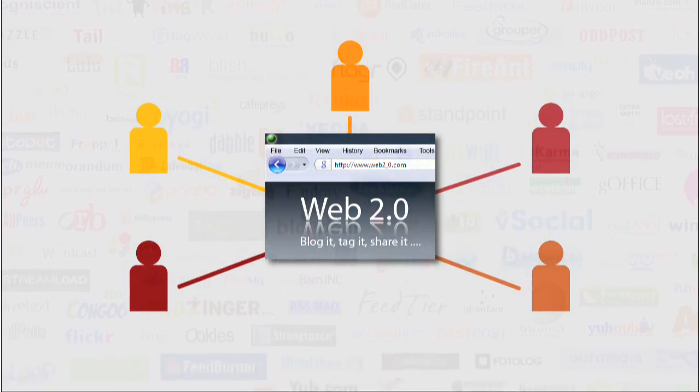I think that Web 2.0 is really the future for us as workers, but also for the unions, because it's a completely new set of tools, but also a new mind approach.